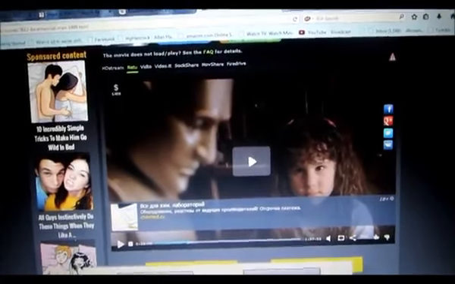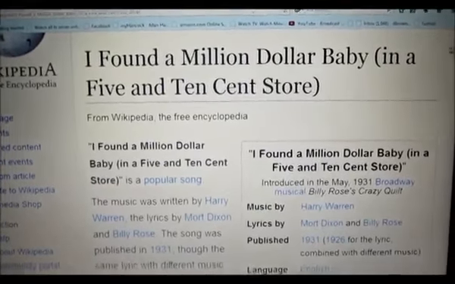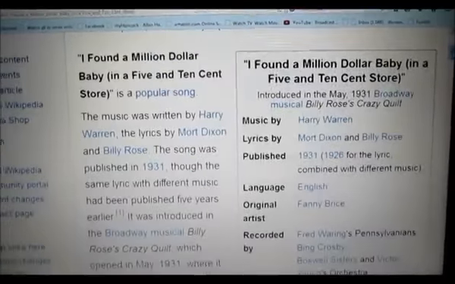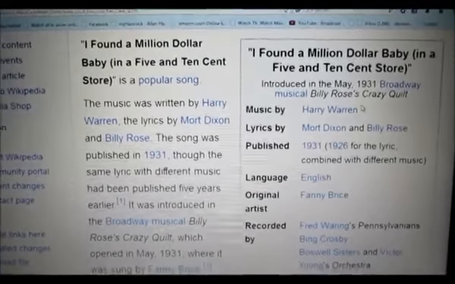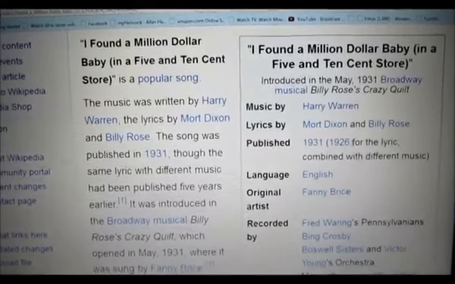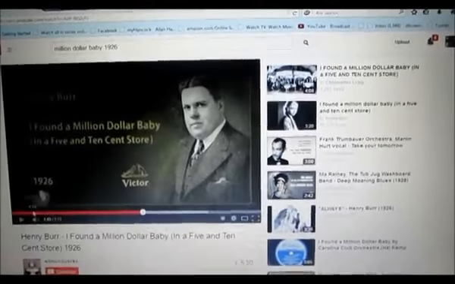Now, you heard that part. Now, this is the song $1 Million Baby. Now, this song was published in 1931, but it also had a version of it that published earlier in 1926. This is the 1926 version.